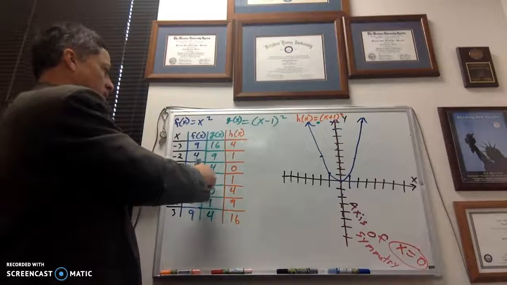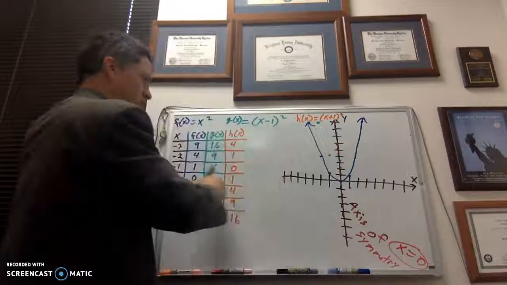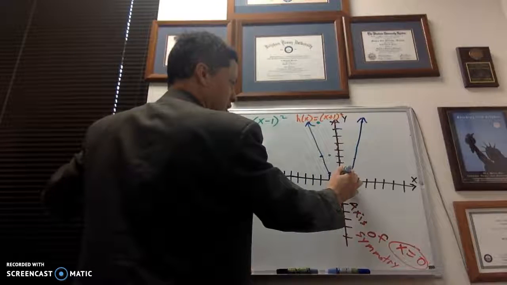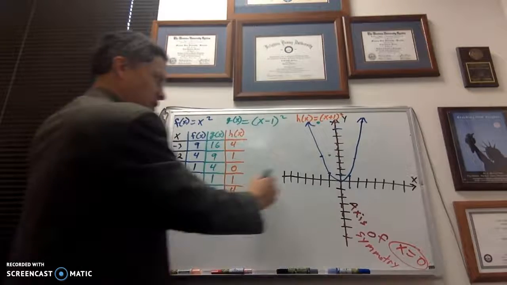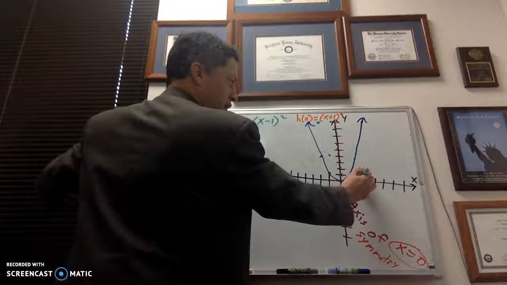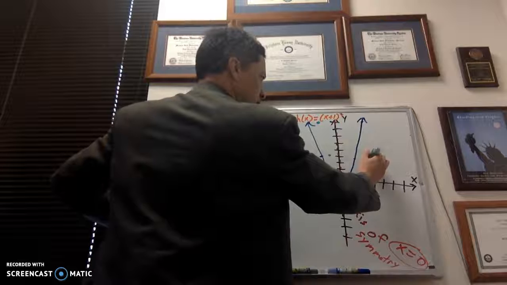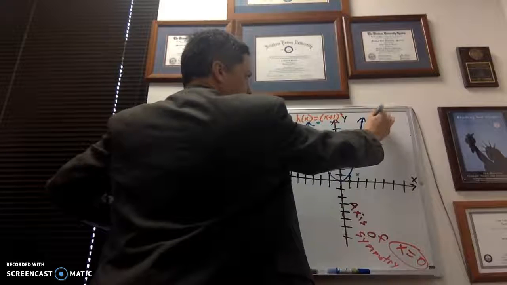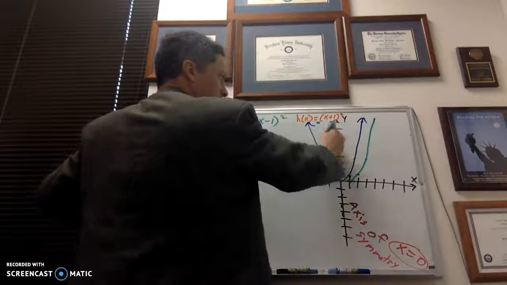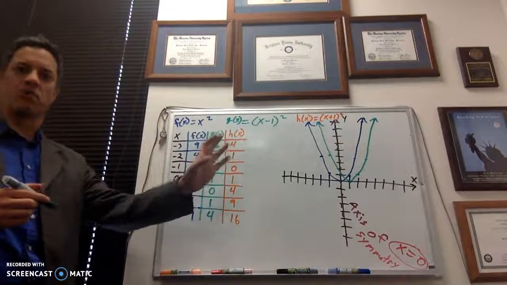-1 and 4 is going to be this guy here. 0, 1 is going to be this guy here. 1, 0 is this point here. 2, 1 is this point. And 3, 4 is going to be this point. And then when you graph this thing, look what's happening. My graph has shifted to the right one place.